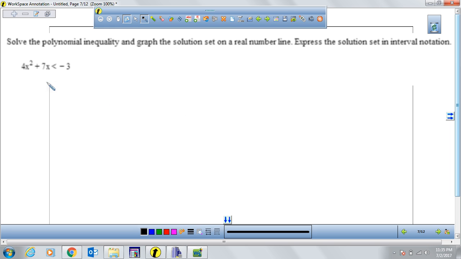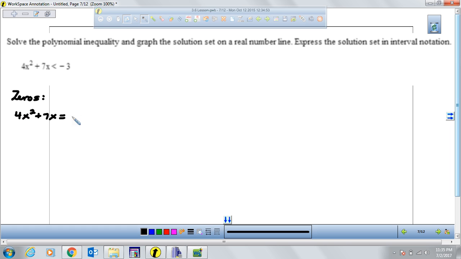So the first thing we gotta do is find the zeros. To find the zeros, we need to make that inequality into an equal sign. Oh, but it is not a 0, it is a negative 3. So you know what you're gonna do first. In order for me to be able to factor this, first thing we need to do is make it equal to 0 by moving the 3 over to the other side. So it's gonna give us 4x to the second power plus 7x plus 3 equals 0.